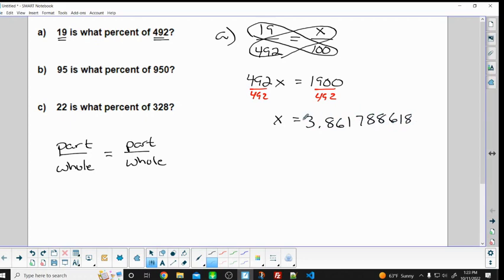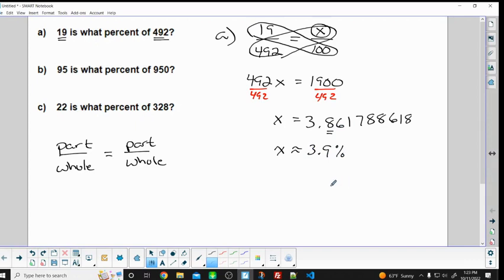3.8617888618. Now this is our answer. This is the percent that we were looking for out of the 100% that this 19 represents out of the 492. Now I am going to round this to the nearest tenth. So we'll say it is 3.9%.